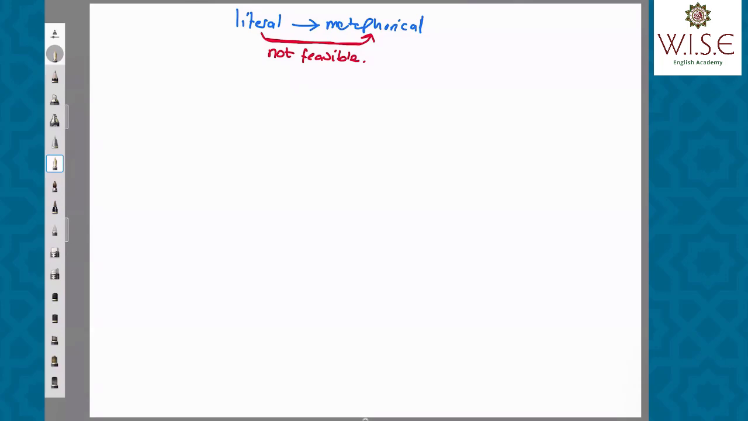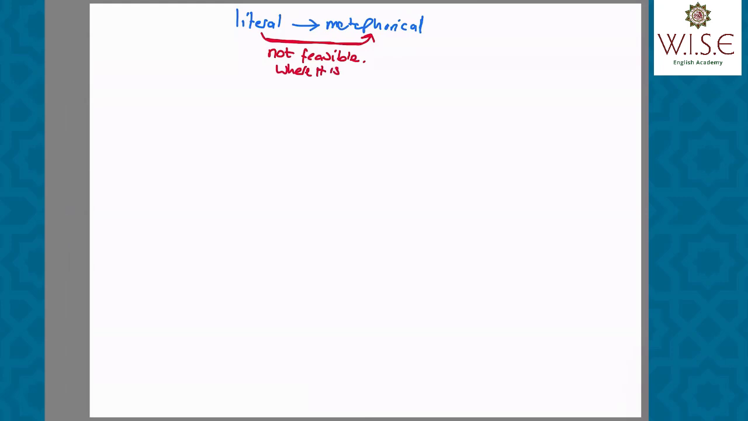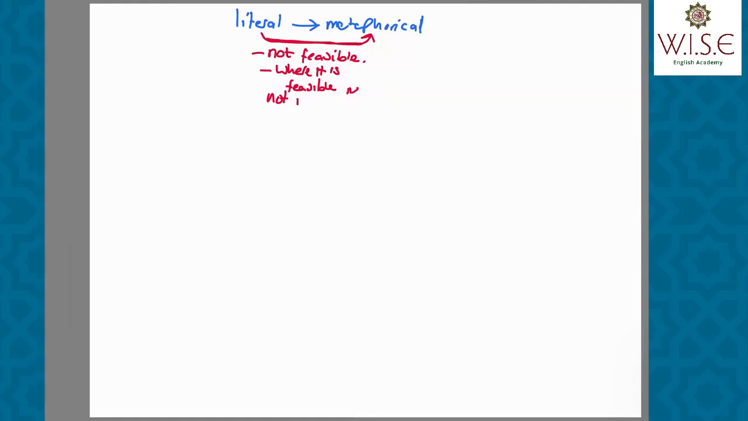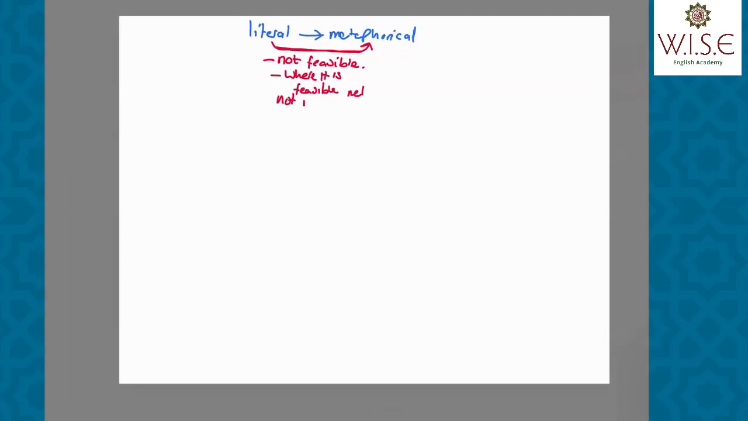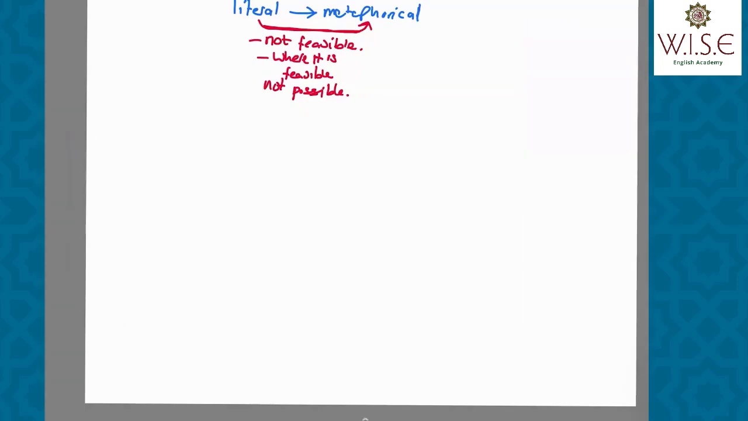So let me repeat again. The condition to take the particle wow out of the literal meaning into the metaphorical is that the literal meaning must not be possible. And where it is feasible, the metaphorical is not possible. Where it's feasible, not metaphorical, not possible. We'll go through these examples, inshallah, that will help. Stop there, just to get that clear. So we'll go for an example, and inshallah it'll become clear.